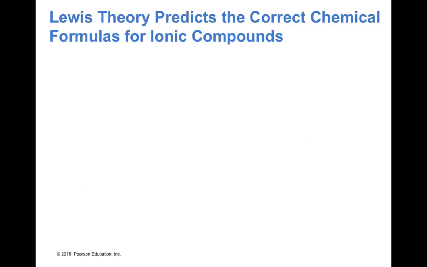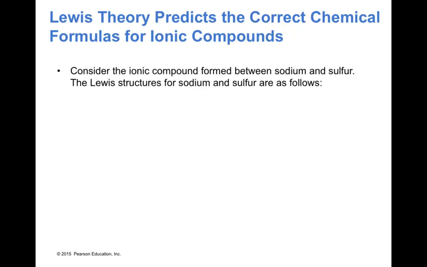So Lewis theory predicts the correct chemical formulas for ionic compounds. Consider the ionic compound formed between sodium and sulfur. The Lewis structure for sodium is Na with 1 electron because it's family 1, while sulfur has 6 because it's family 6. So how many electrons does sulfur need to complete the octet? It needs 2 more, but sodium can just release 1 electron because sodium is family 1. So how many sodium do we need? We need 2 sodium.